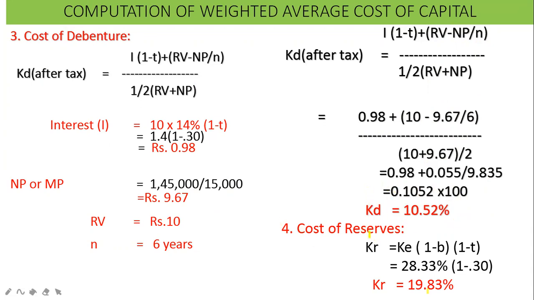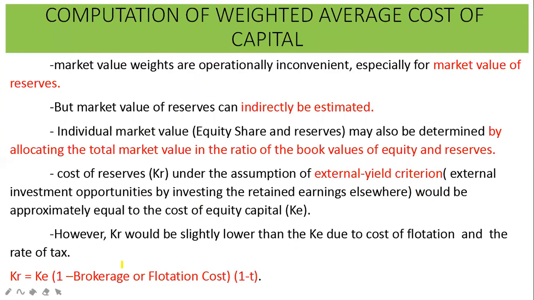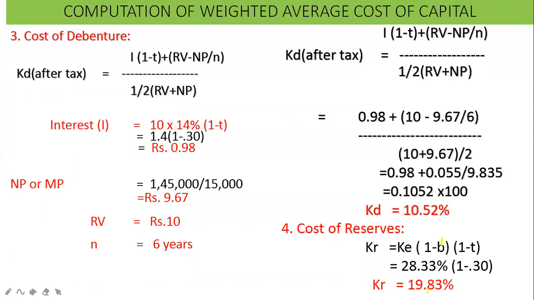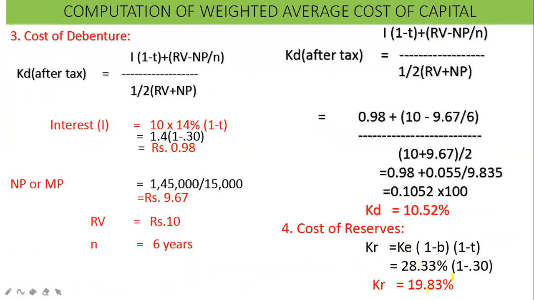10.52%. Coming to the cost of reserve, you have seen how to calculate this cost of reserve in the previous slide. Cost of reserve equals cost of equity into 1 minus brokerage or flotation cost into 1 minus T. The same formula I have applied here. What is the cost of equity? You have calculated earlier as 28.33%, that you take into account into 1 minus B. There is no brokerage cost spent here, so I have left that.